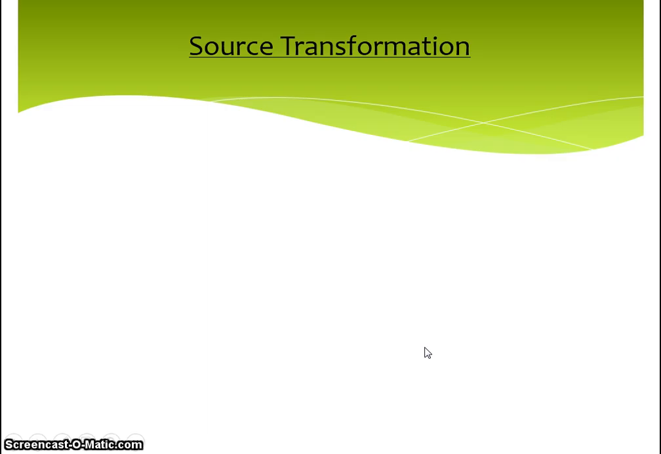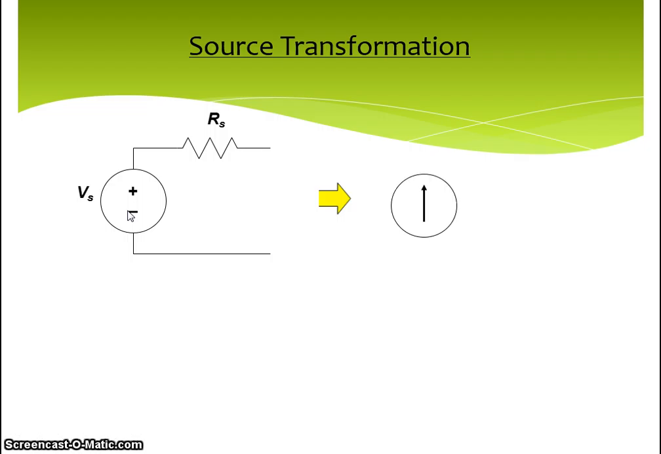So let us have a look at the basics of source transformation. Here we will look at transforming a voltage source to a current source as well as a current source to a voltage source. First, let us convert a voltage source to a current source. As given here, you can find a voltage source connected in series with a resistance. We have to transform this into a current source. As you know, the current source is always connected in parallel with a resistance.